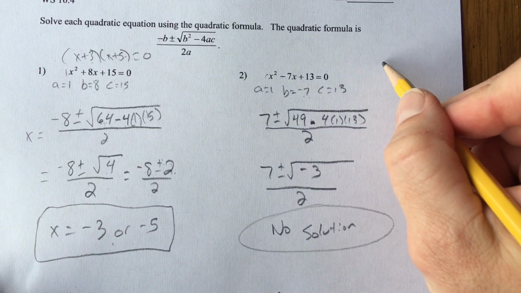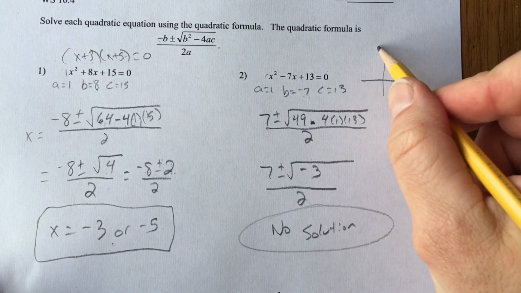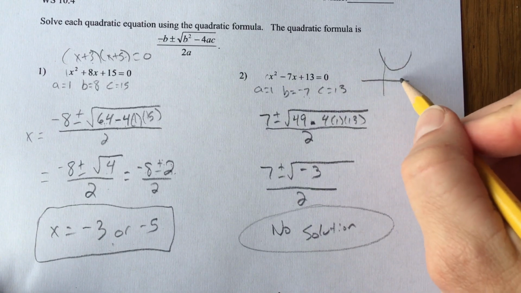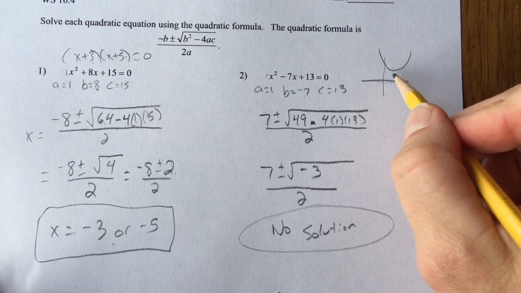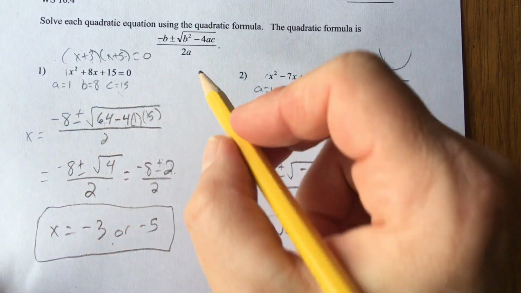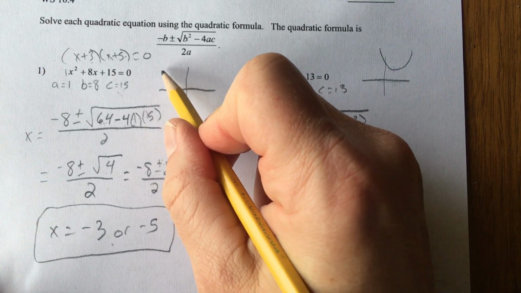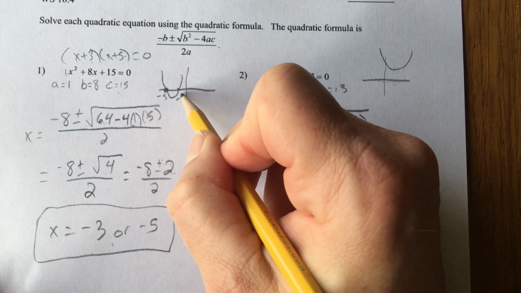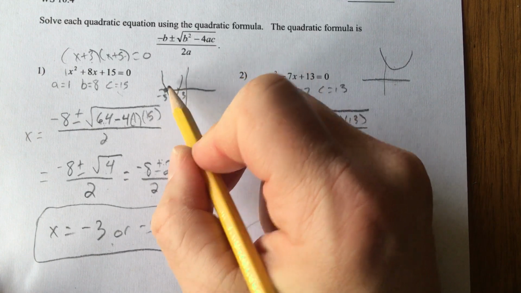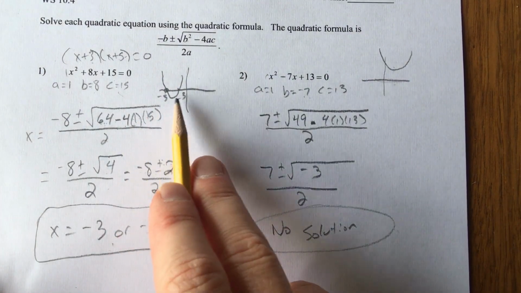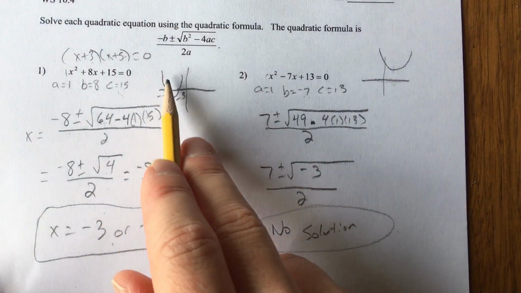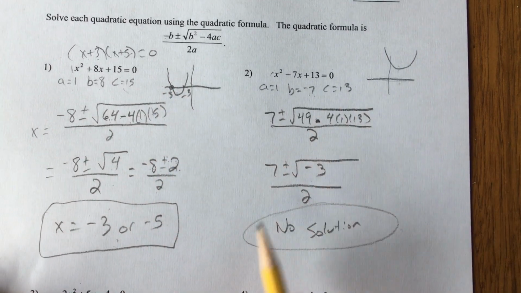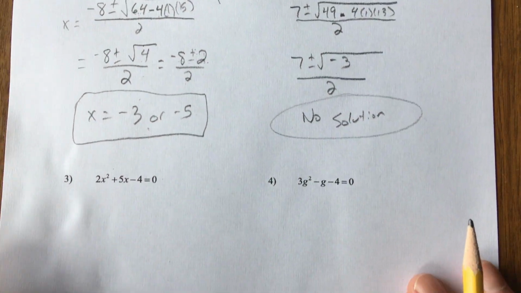Later on next week when we graph it, what you're going to see is that this graph kind of looks like this, and it never hits the x-axis. There's no time that this equals 0. Versus over here, when we graph this one, you're going to see that it hits the x-axis at negative 5 and at negative 3. And those were your solutions. So there's going to be a connection between your answers and where it hits the x-axis. Again, next week we'll get into more of that.